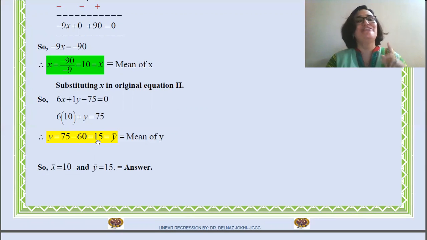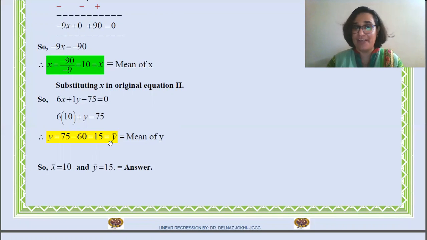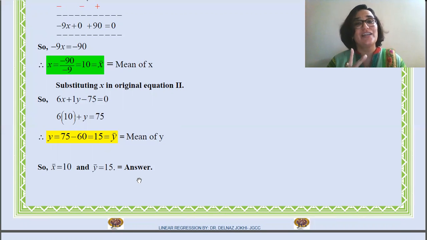Kitna aaya? 15, very good. Y is equal to 15, or y bar is your mean for y. Perfect. So, you've got both the answers what you were looking for. X bar is equal to 10, green highlight में भी है, y bar is equal to 15, yellow highlight में भी है, आपको ये वाला आंसर भी मिल गया. I hope you understood how you got the values of so many things when simple 2 regression lines or equations were given to you.